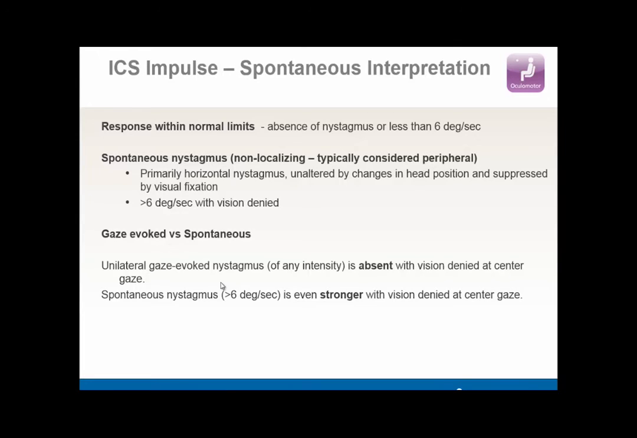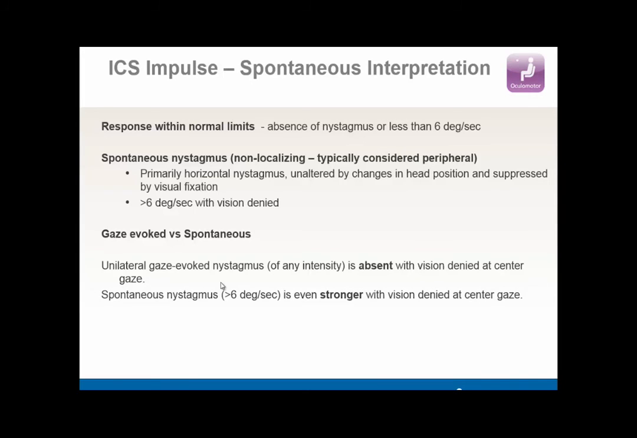Regarding spontaneous nystagmus, a response within normal limits is absence of nystagmus or less than 6 degrees per second. Spontaneous nystagmus is considered non-localizing. It's typically considered peripheral, and we often see this with vestibular neuritis. It's primarily horizontal nystagmus, unaltered by changes in head position and suppressed by visual fixation.